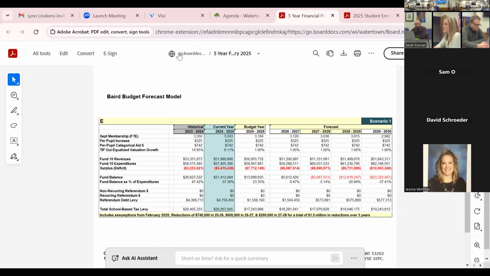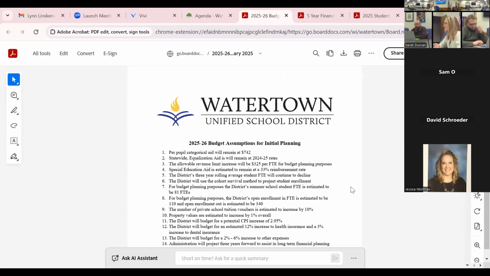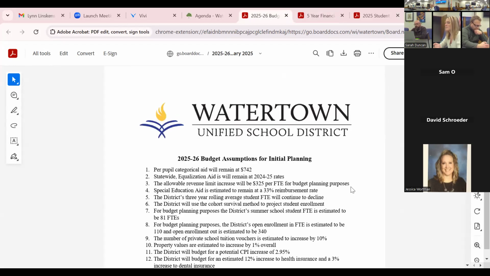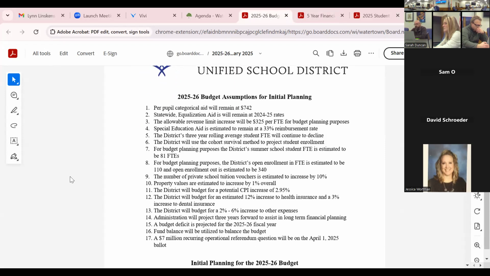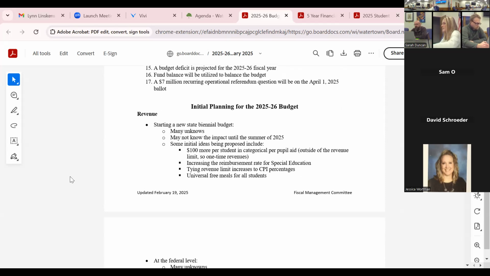So if we look at the assumption sheet, that is the sheet that we also looked at a couple months ago, and I've made some updates in here. So the first section all stayed the same. I did not change anything with the state. The enrollment is the cohort survival method that we just looked at. No other changes there.